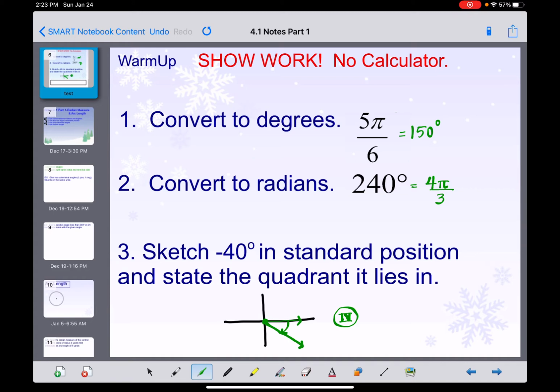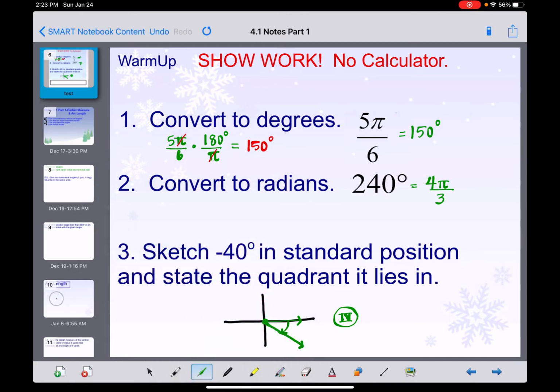So if you didn't get those, the way that you would get those is you would take 5 pi over 6. You would multiply, again, you're converting degrees, so degrees go on top. If you got these, you can go ahead and fast forward, but if you didn't, we would cancel those out. 180 divided by 6 is 30. 30 times 5 is 150.